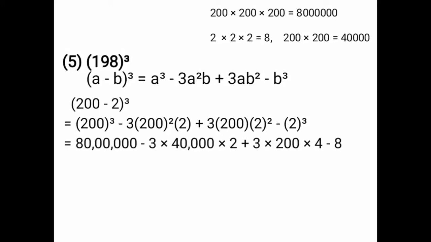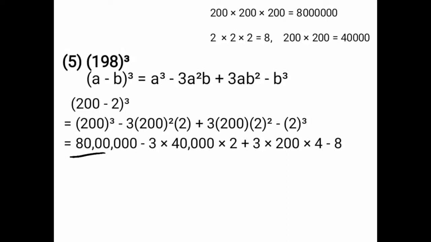That is equal to 80 lakh minus 3 into 40,000 into 2 plus 3 into 200 into 4 minus 8. Minus 3a square b plus 3ab square, I wrote in multiplication form like this. 200 square is 40,000, then 2 square is 4. That is 3 into 40,000 into 2 plus 3 into 200 into 4. This is the meaning. You have to solve this multiplication form now.